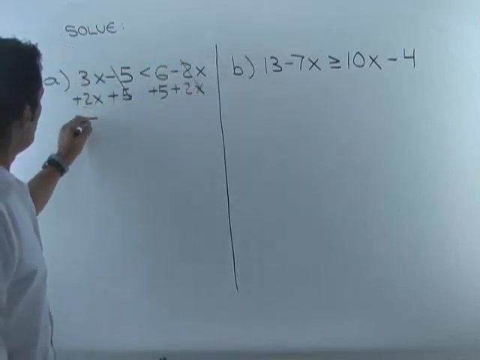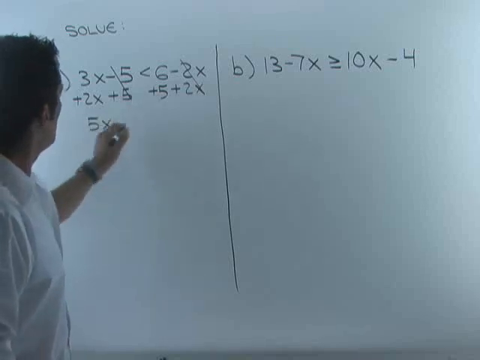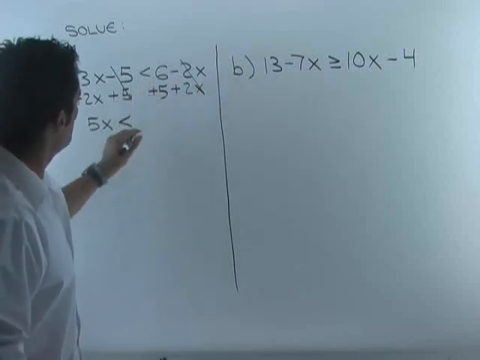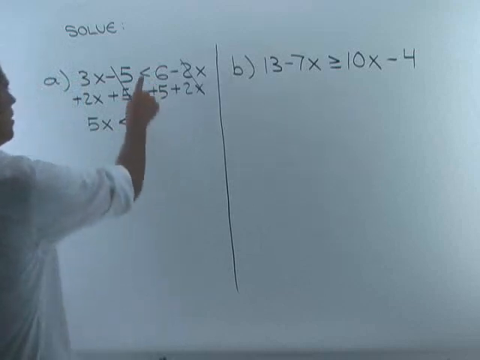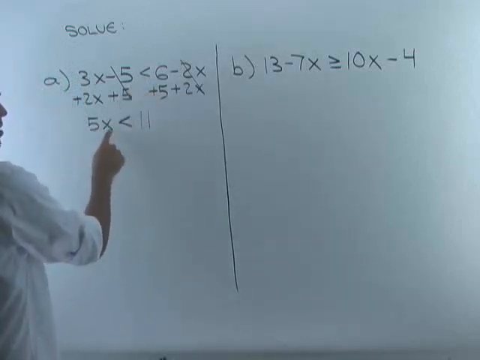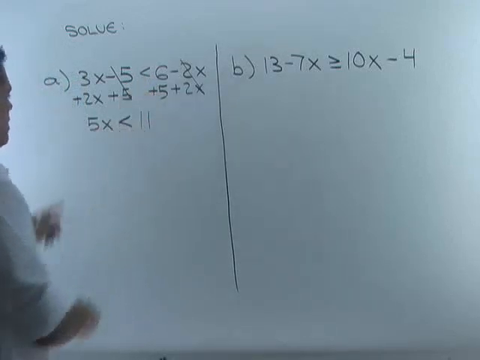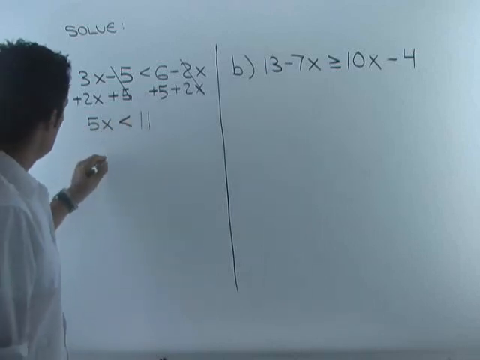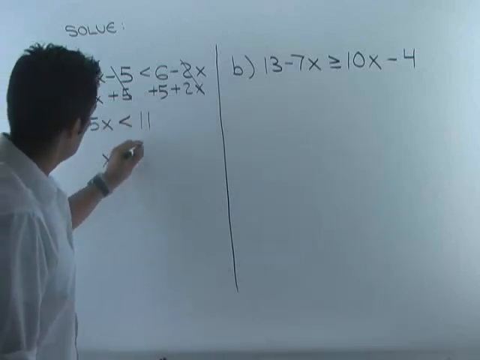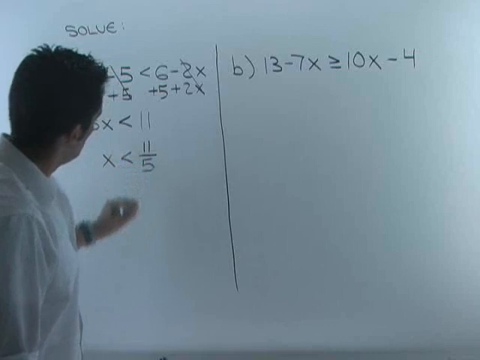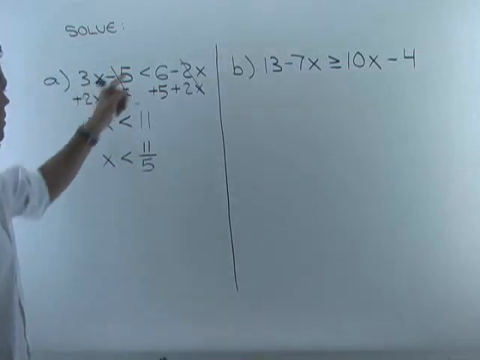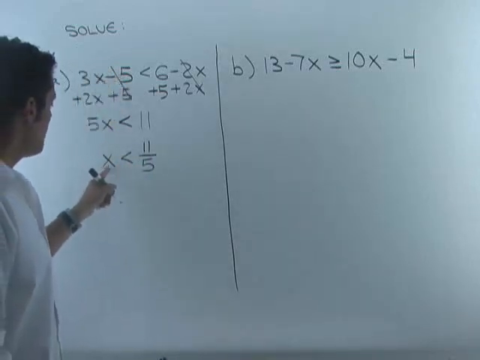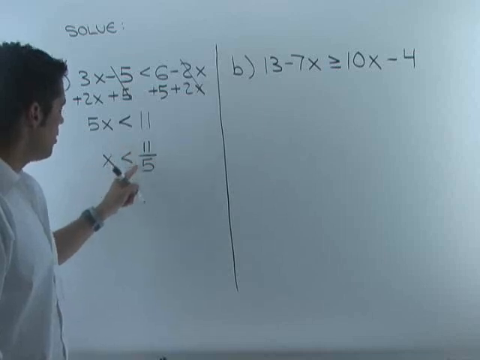On the left side we have 5x. On the right side we have 6 plus 5 is 11. So we still have our inequality, 5x less than 11. Now we divide both sides by 5. So x less than 11 over 5. So all the solutions to this linear inequality are any values of x that are smaller than 11 over 5.